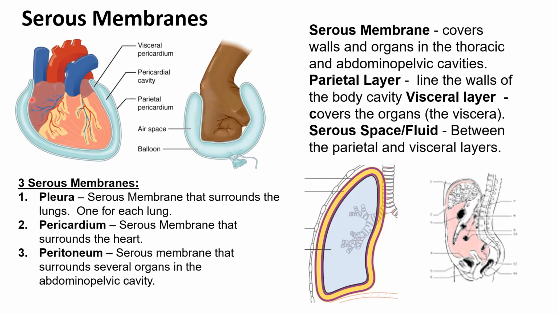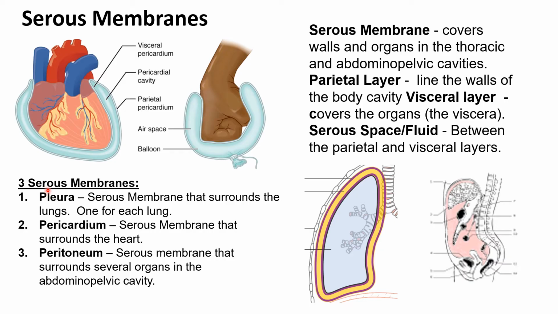There's an inner layer in contact with the organ that we call the visceral layer, and then there's an outer layer in contact with the wall of the cavity, which we call the parietal layer. So each of the 3 serous membranes has a visceral layer and a parietal layer. And these membranes secrete fluid in the space between them. This fluid is called serous fluid.